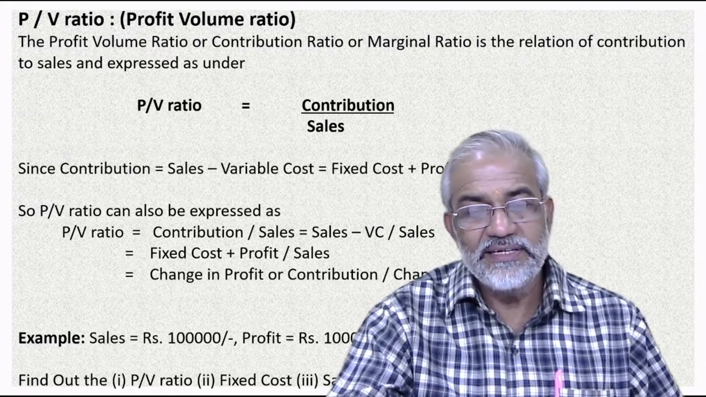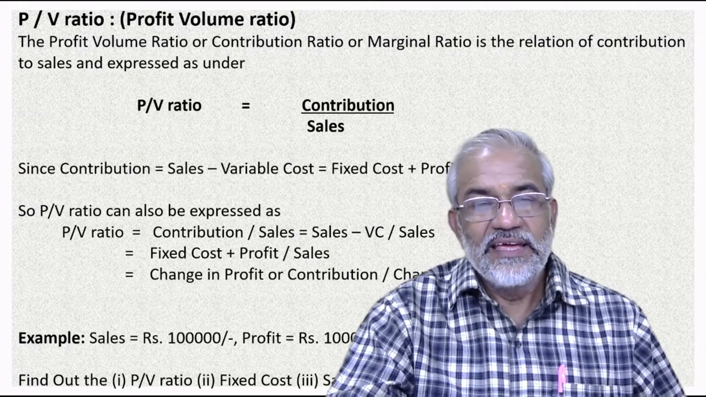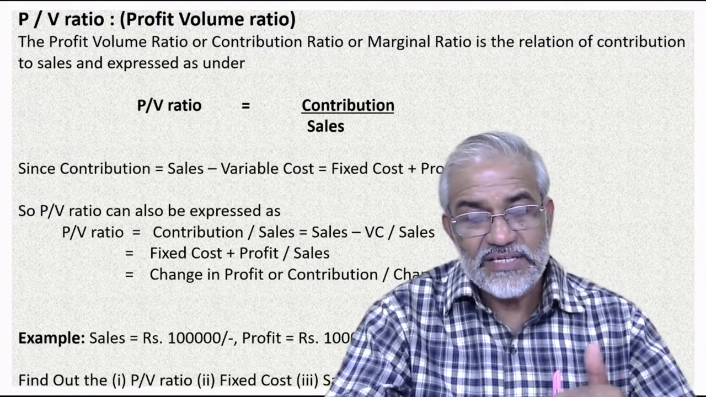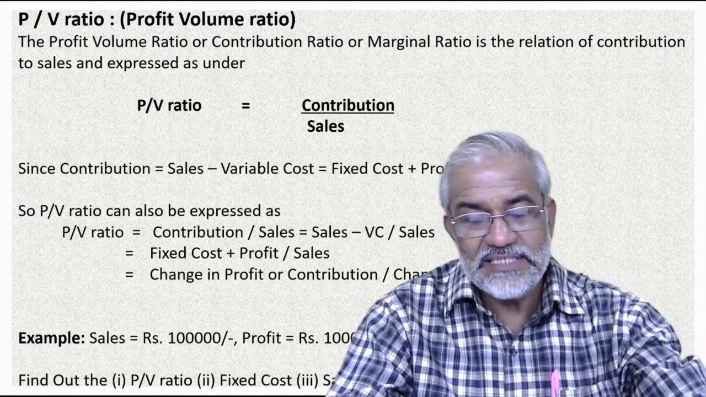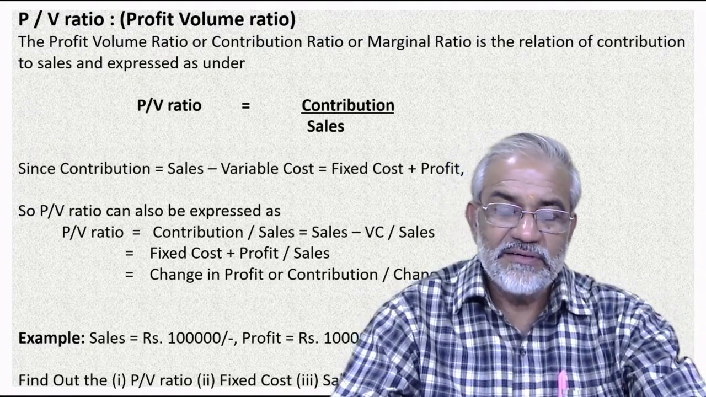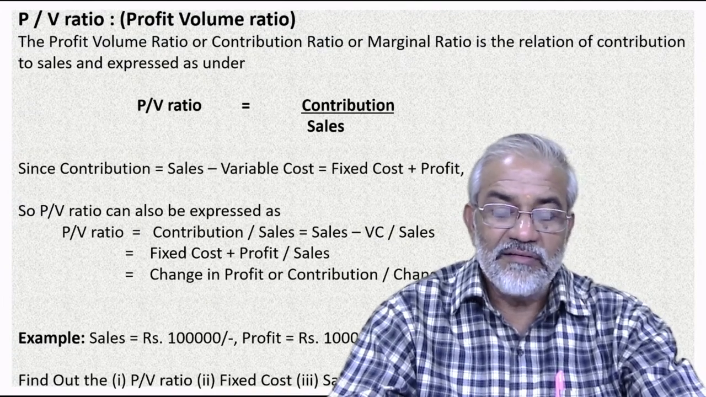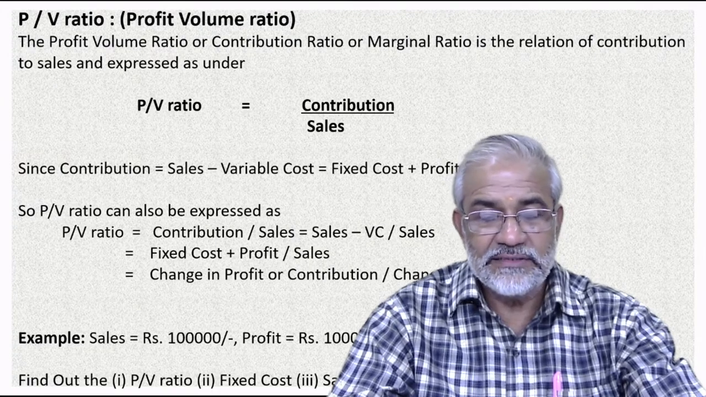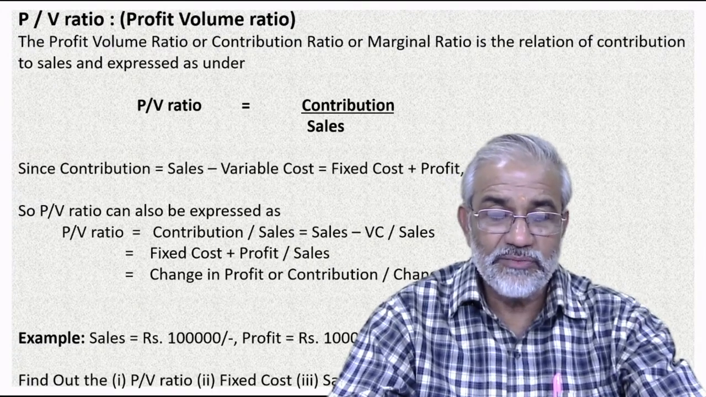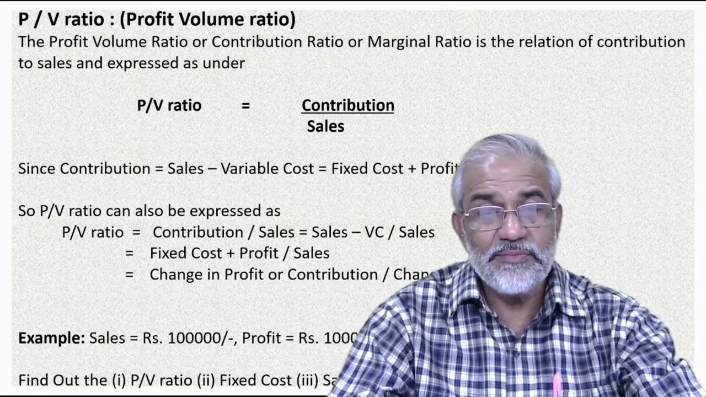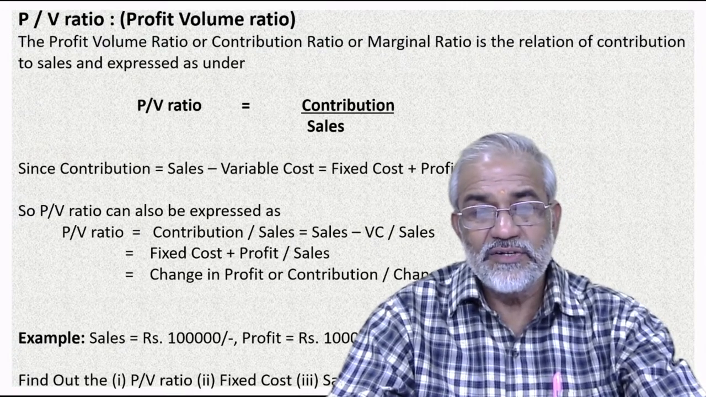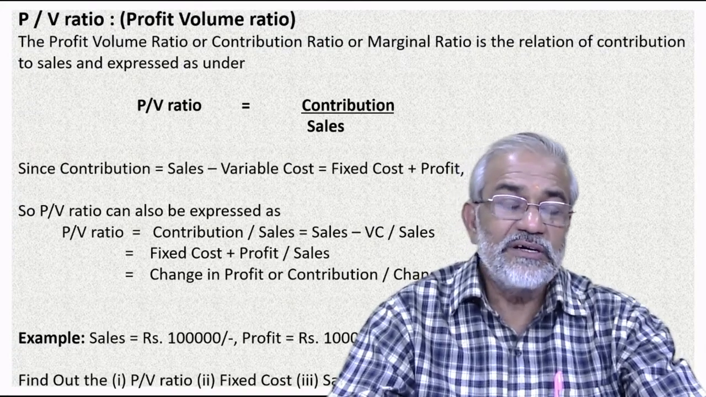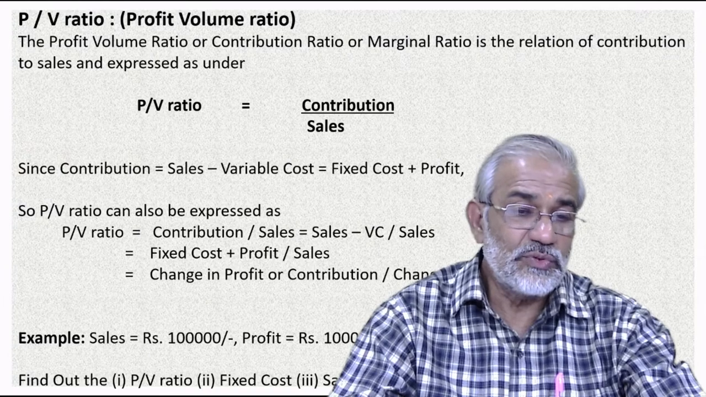Fixed cost plus profit divided by sales. Again, change in the profit or contribution. Change means increase or decrease. When there is a change in the contribution, that means when the marginal, the unit, the variable cost is increasing, it will definitely carry an impact on the position of contribution. And when change in profit or change in contribution is divided by change in sales, that will also give us the PV ratio.